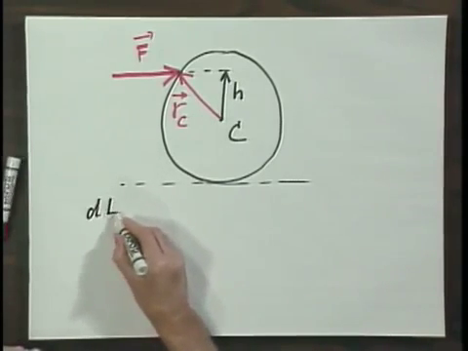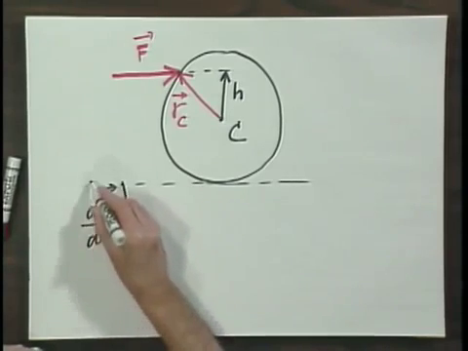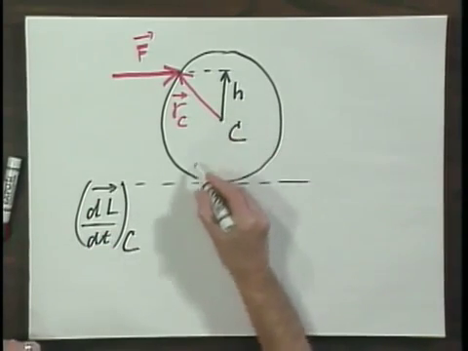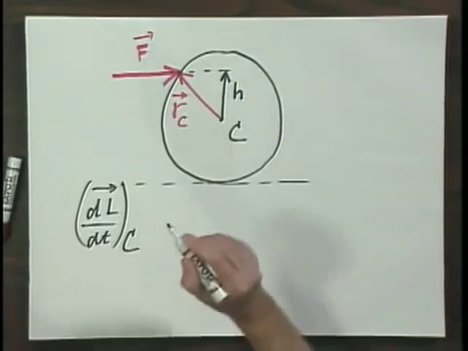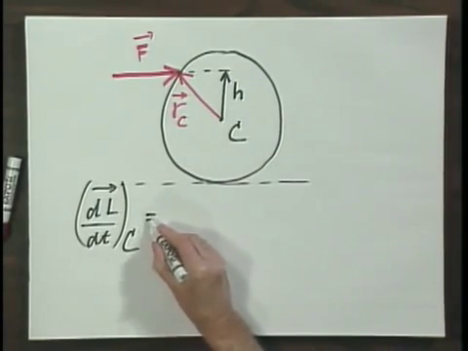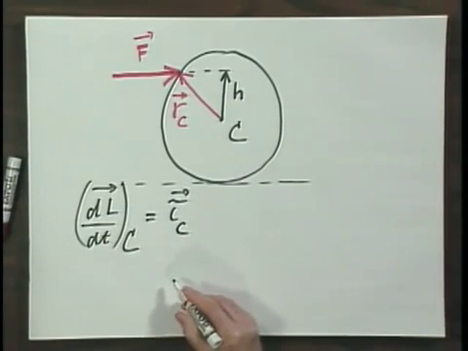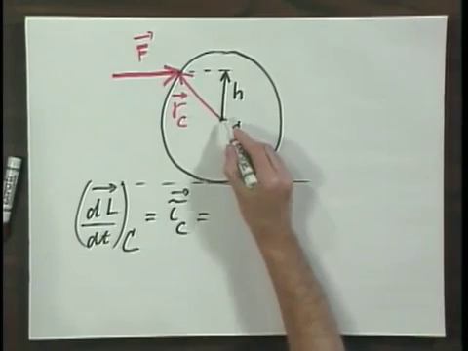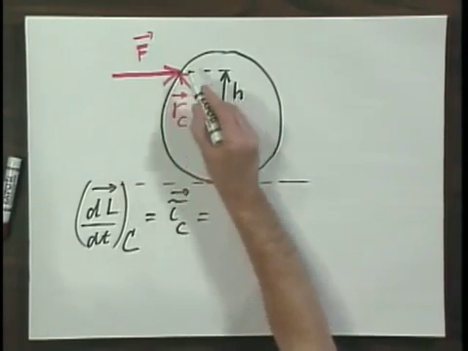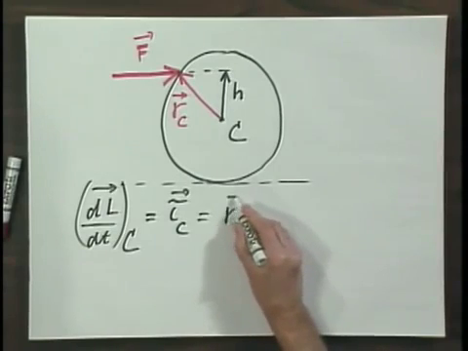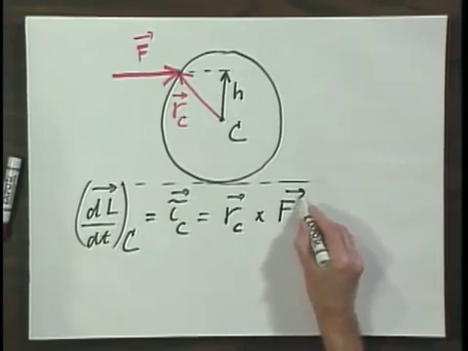So recall that dL/dt, and I now have to choose point C because I have to calculate the angular momentum of rotation about the center of mass. That equals the torque relative to point C. And the torque relative to point C is the cross product between the position vector and the force. So that is R of C cross F.